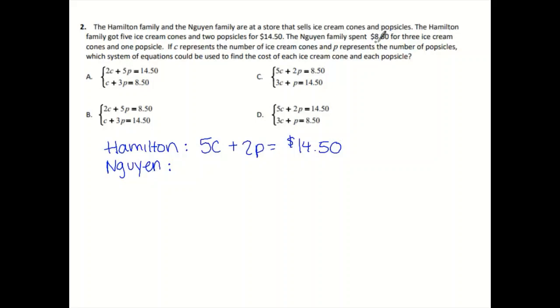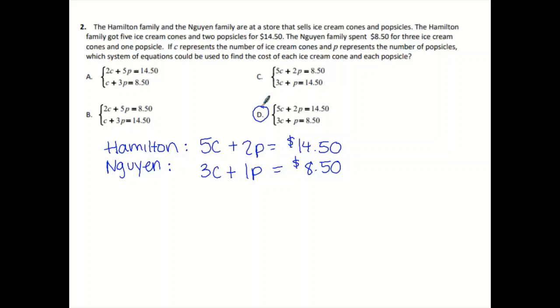For my second equation, I'm looking at the Nguyen family. They spent $8.50 total. That's going to be what I'm equal to. So the order of the problem, they may not write it in the same order, but you still want to match it up. Now, they had 3 ice cream cones plus 1 popsicle, and that was equal to $8.50. So here we're looking for one that says 5C plus 2P equals $14.50, and 3C plus 1P equals $8.50. So your answer choice is D.